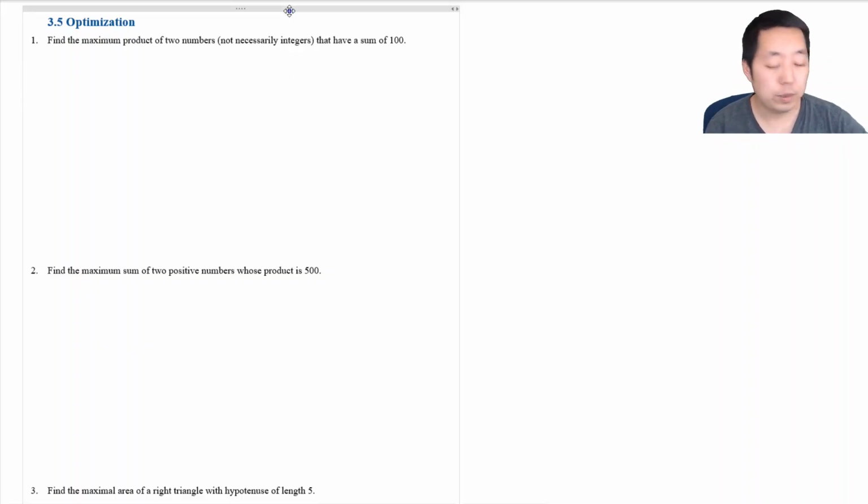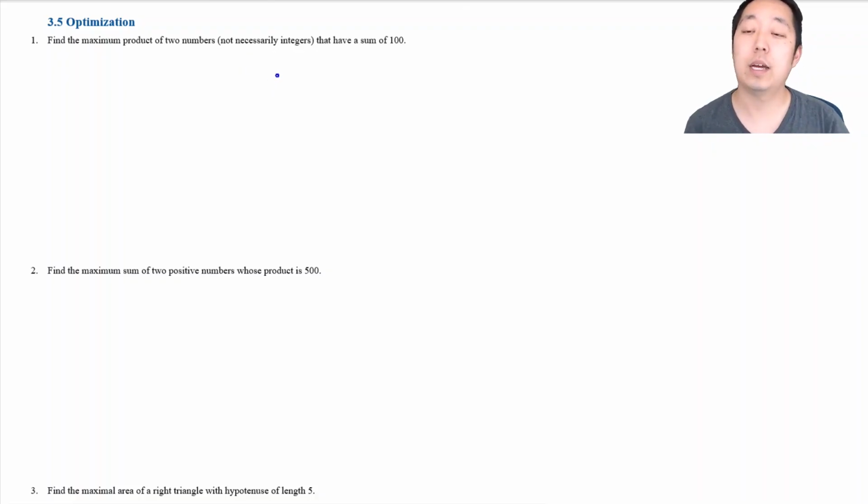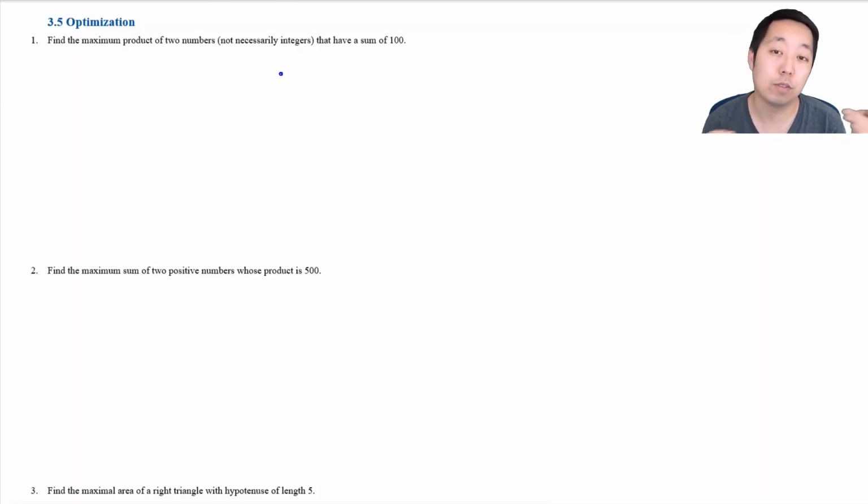So in these problems, we're going to be looking at optimization. Optimization is a pretty common topic in calculus, and like related rates, the biggest part is to make sure you set it up. And then we're going to use our techniques to maximize or minimize a given function using the first derivative test or second derivative test. So that's the general idea.